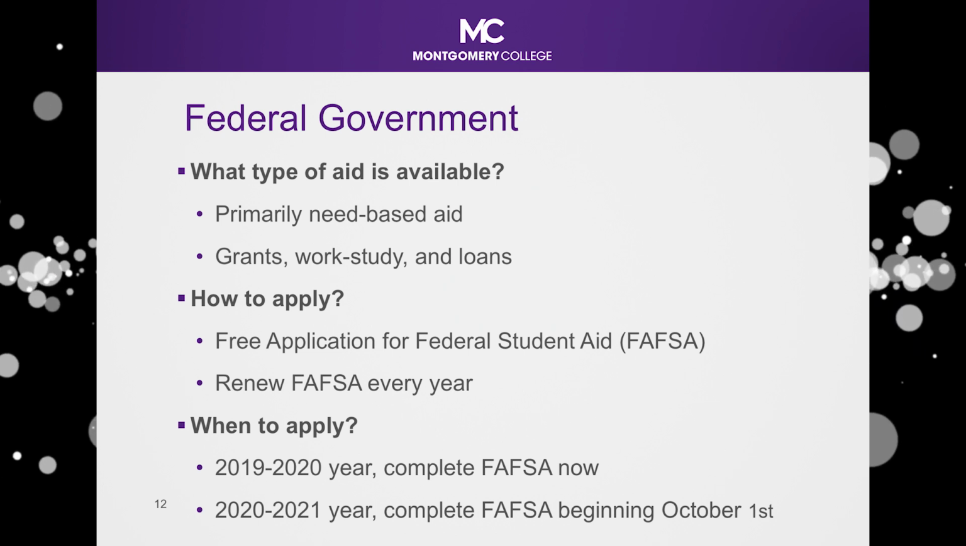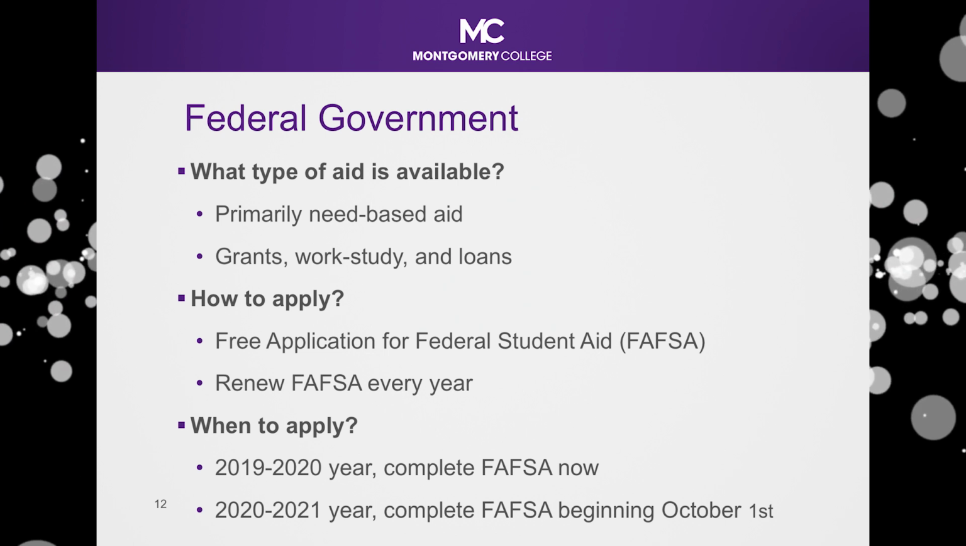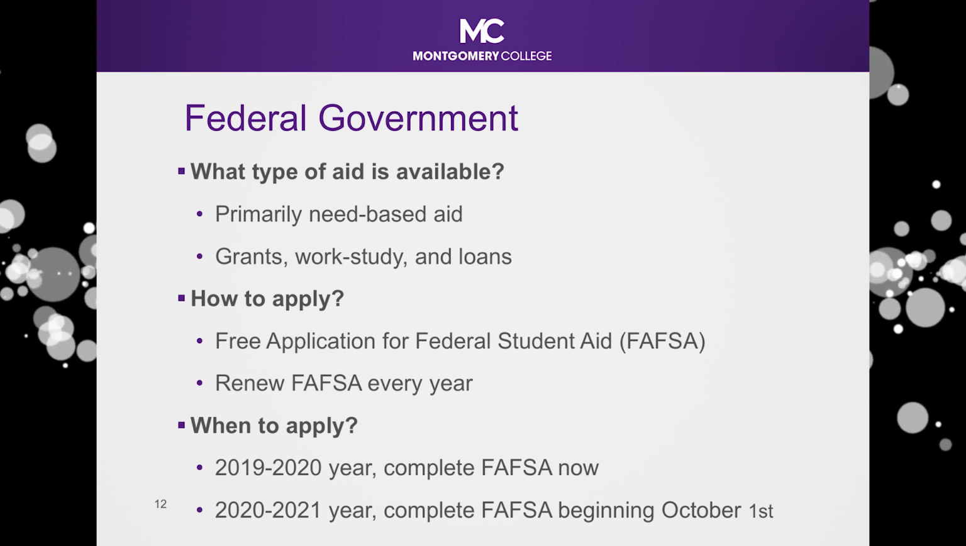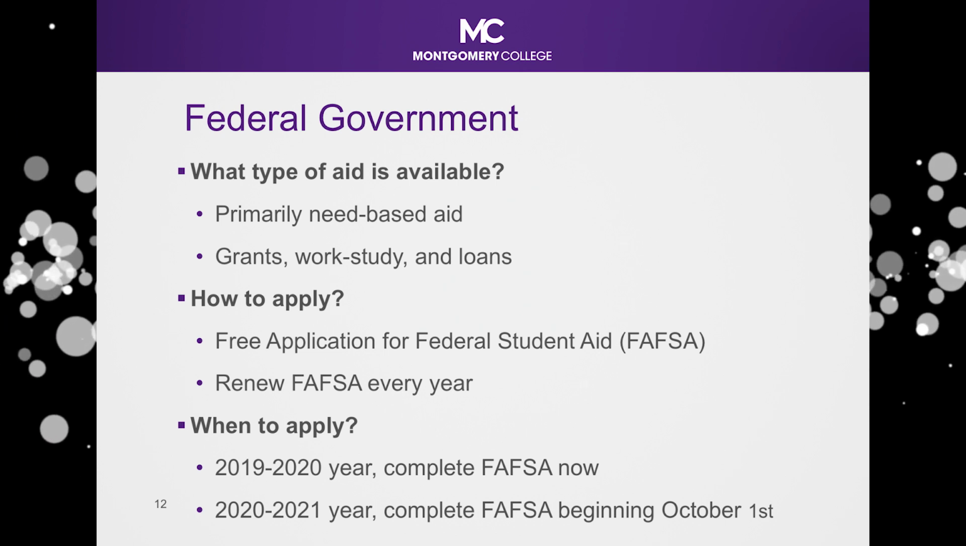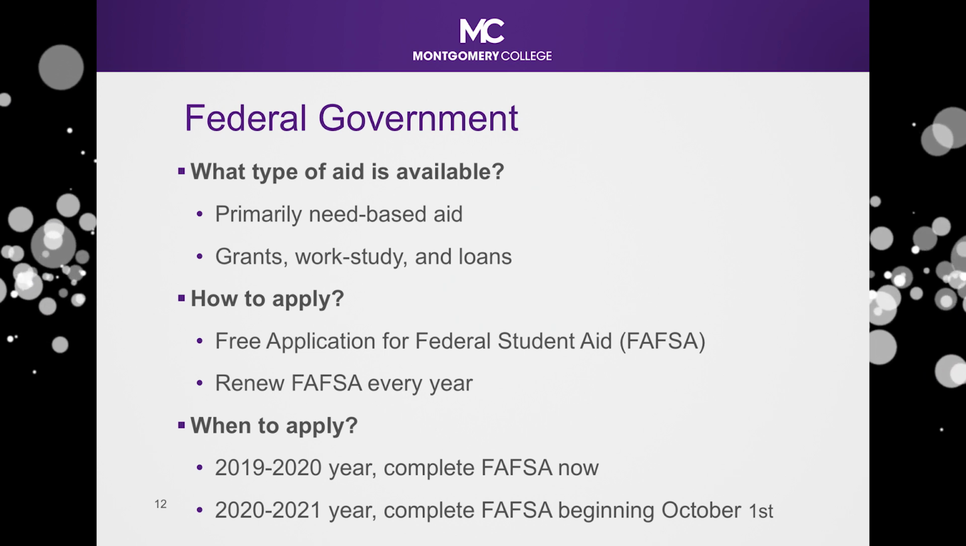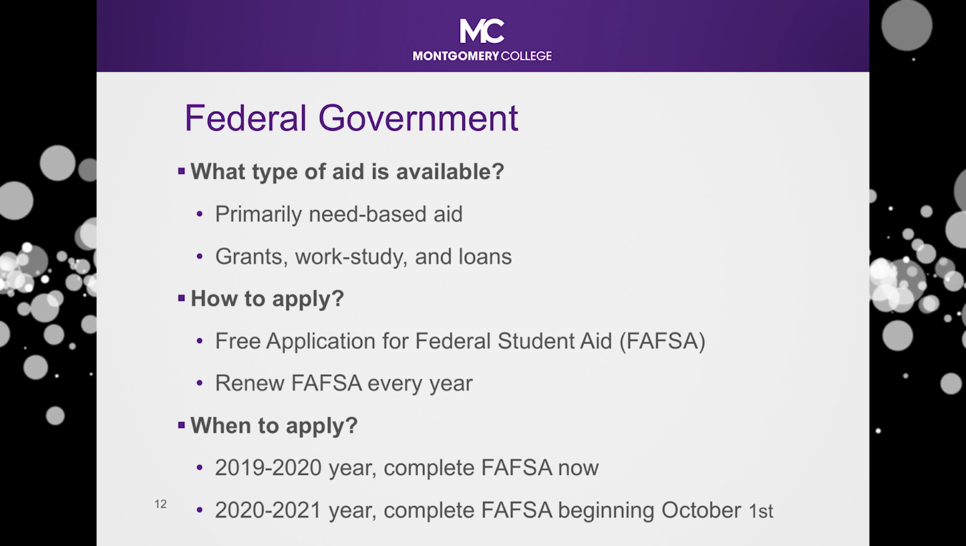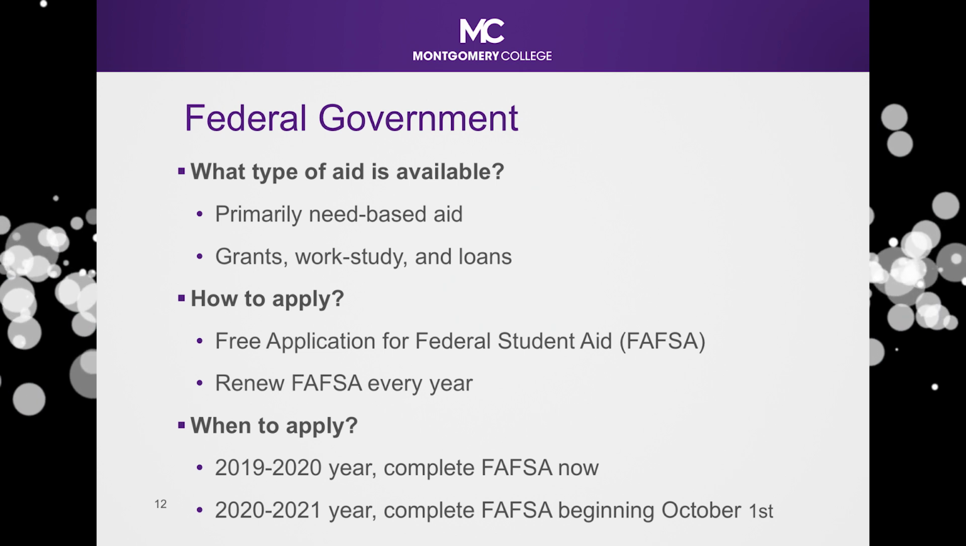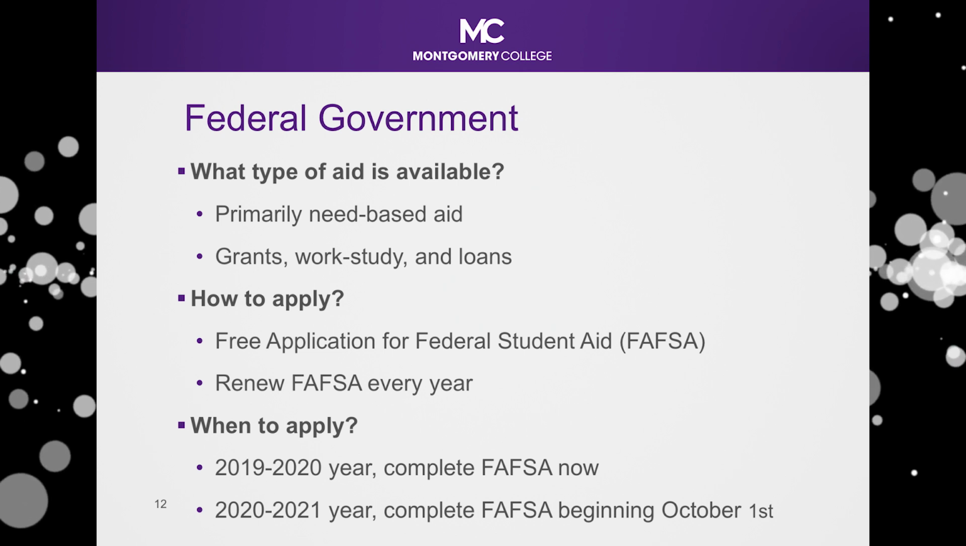One of the things you want to look at is deadlines, because each school has different deadlines for different things. So just because the FAFSA is available on October 1, you need to look and see what other deadlines your schools have and for different programs.